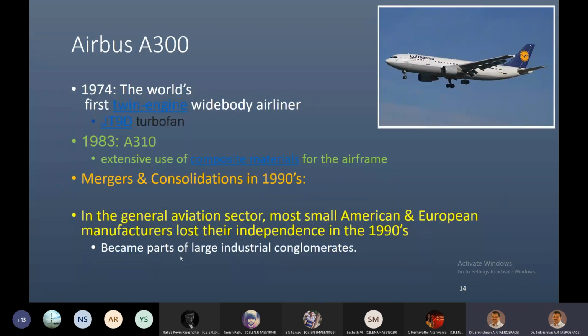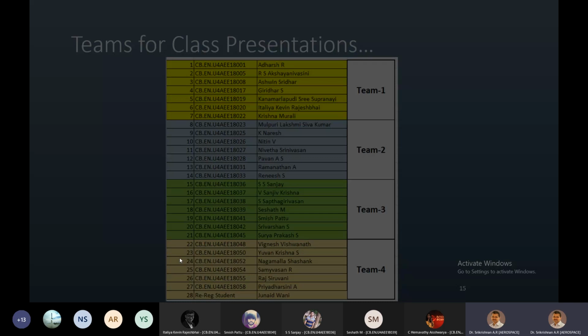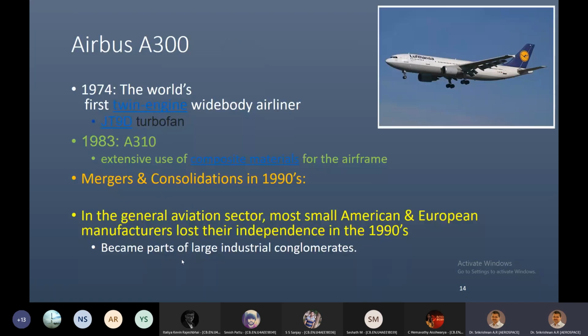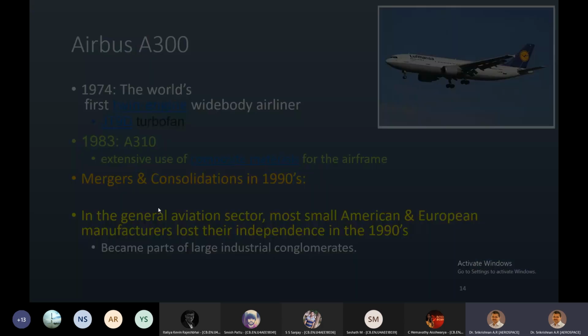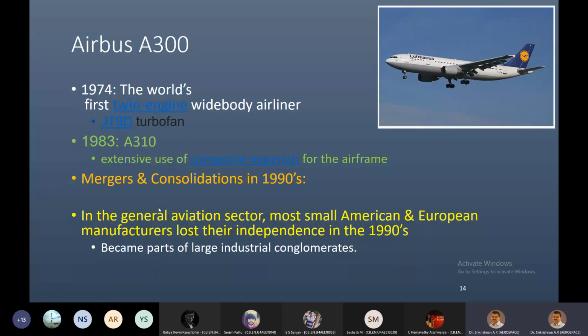And then in the list of milestones, I would like to also just add this Airbus A300. I have left a video here. I probably will play that later, but that just gives some insight into what happened to Concorde, and I guess it's an informative one from the perspective of technology, the history of aviation technology.